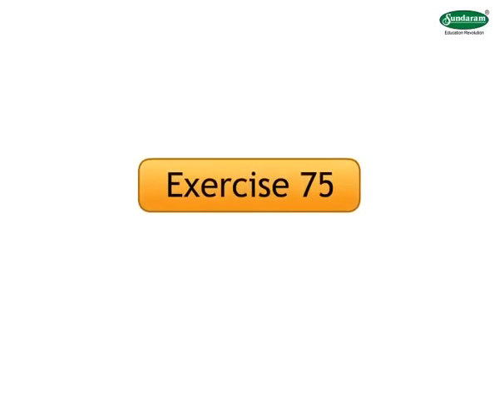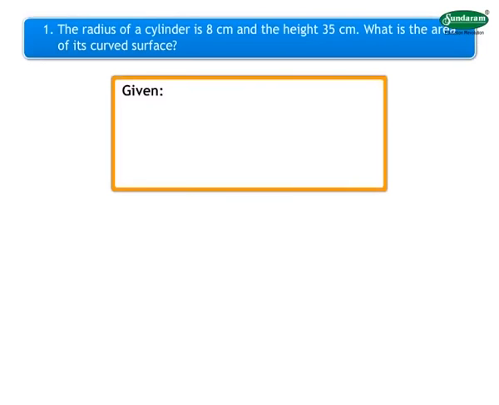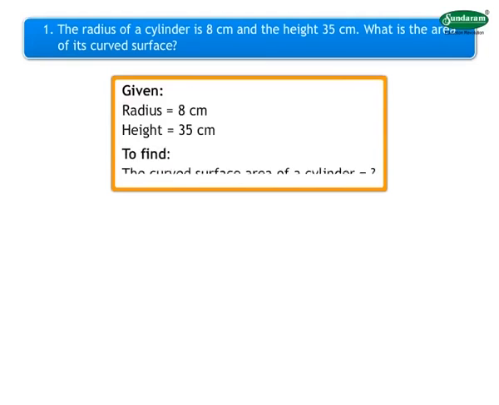Let us solve exercise 75. 1. The radius of a cylinder is 8 centimeter and the height 35 centimeter. What is the area of its curved surface? Given. Radius is equal to 8 centimeter. Height is equal to 35 centimeter. We have to find the area of the curved surface.